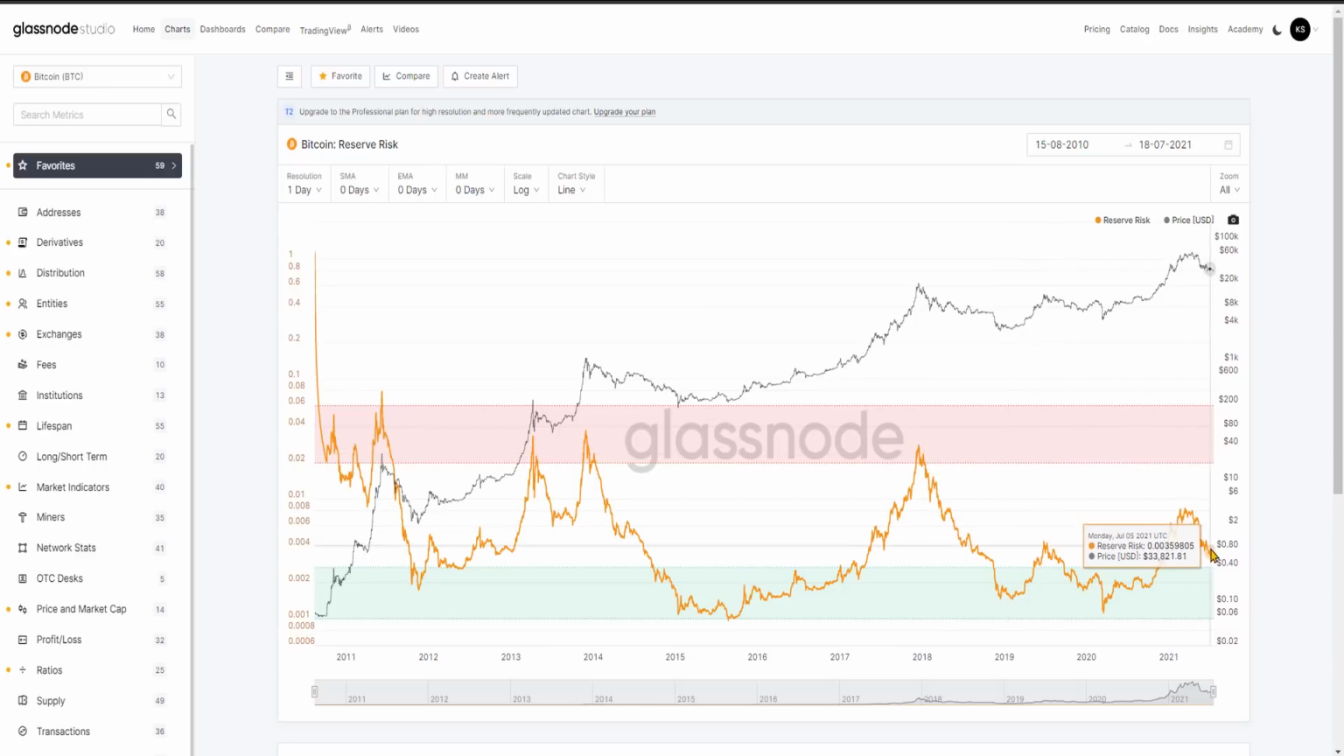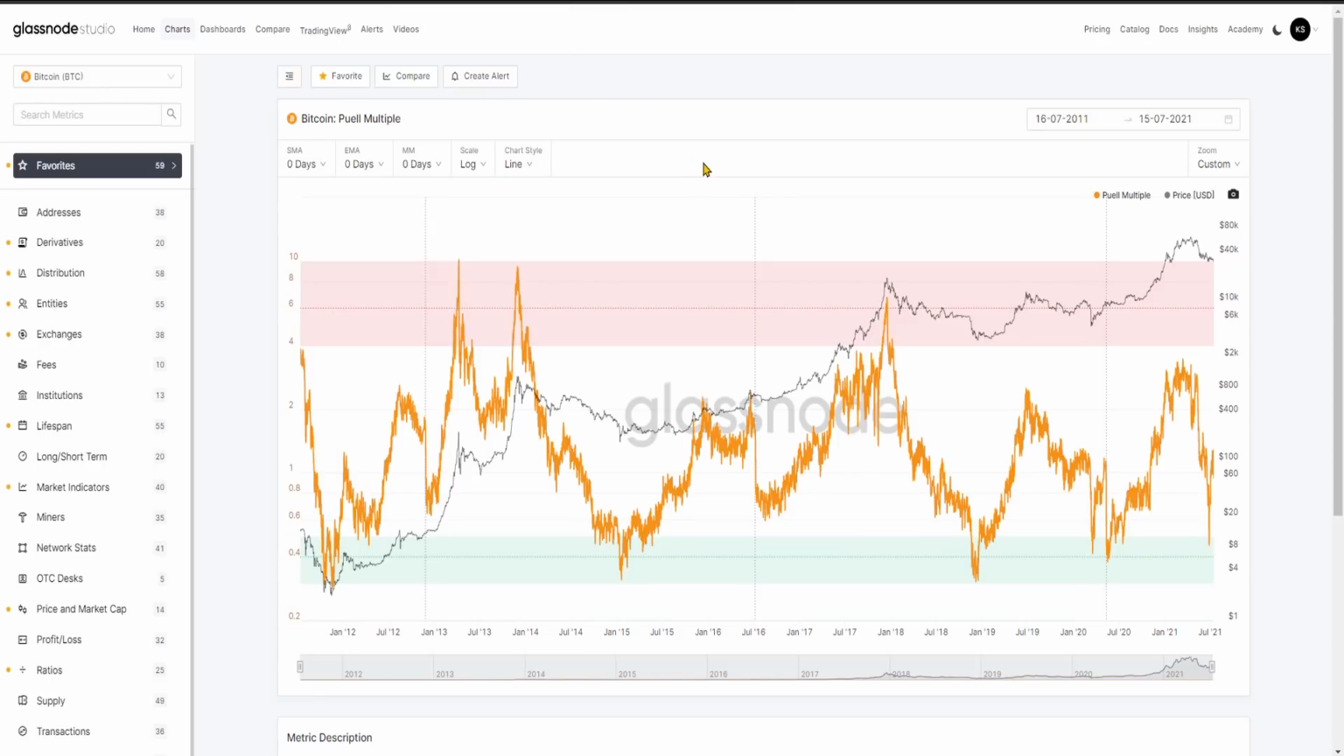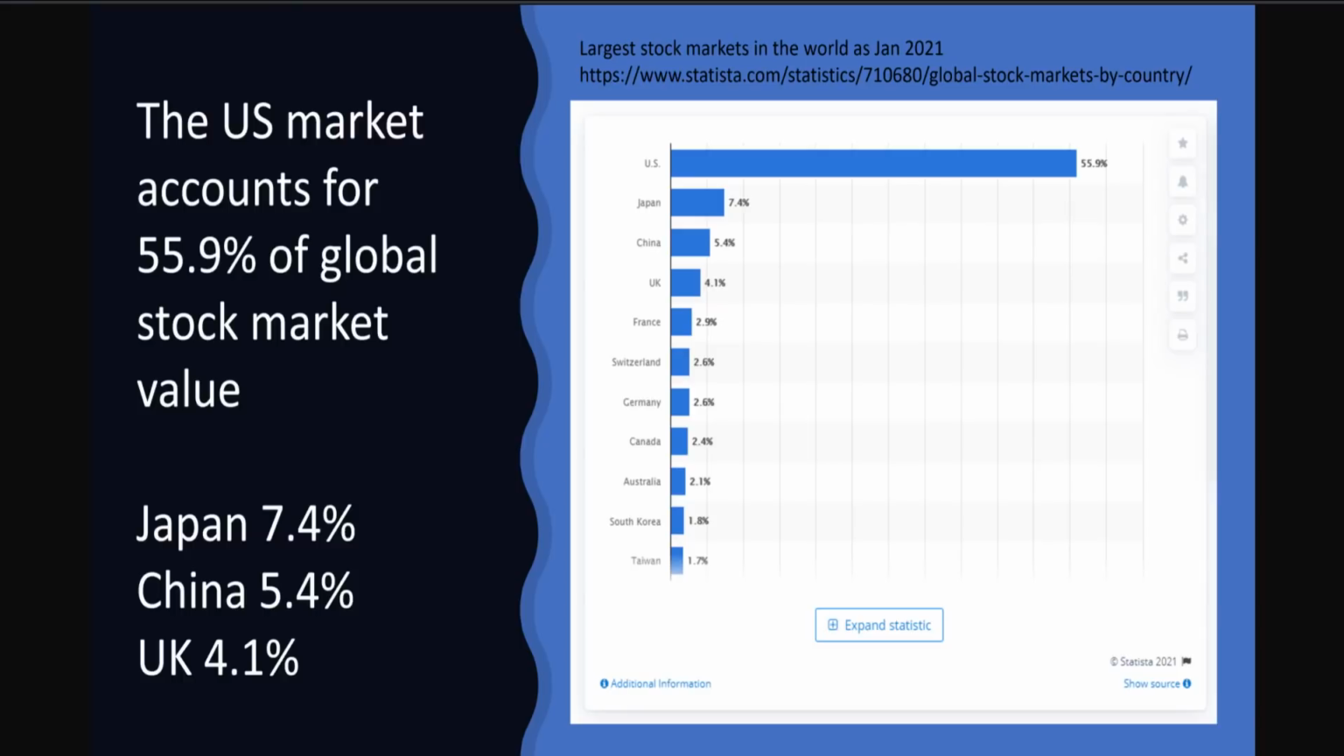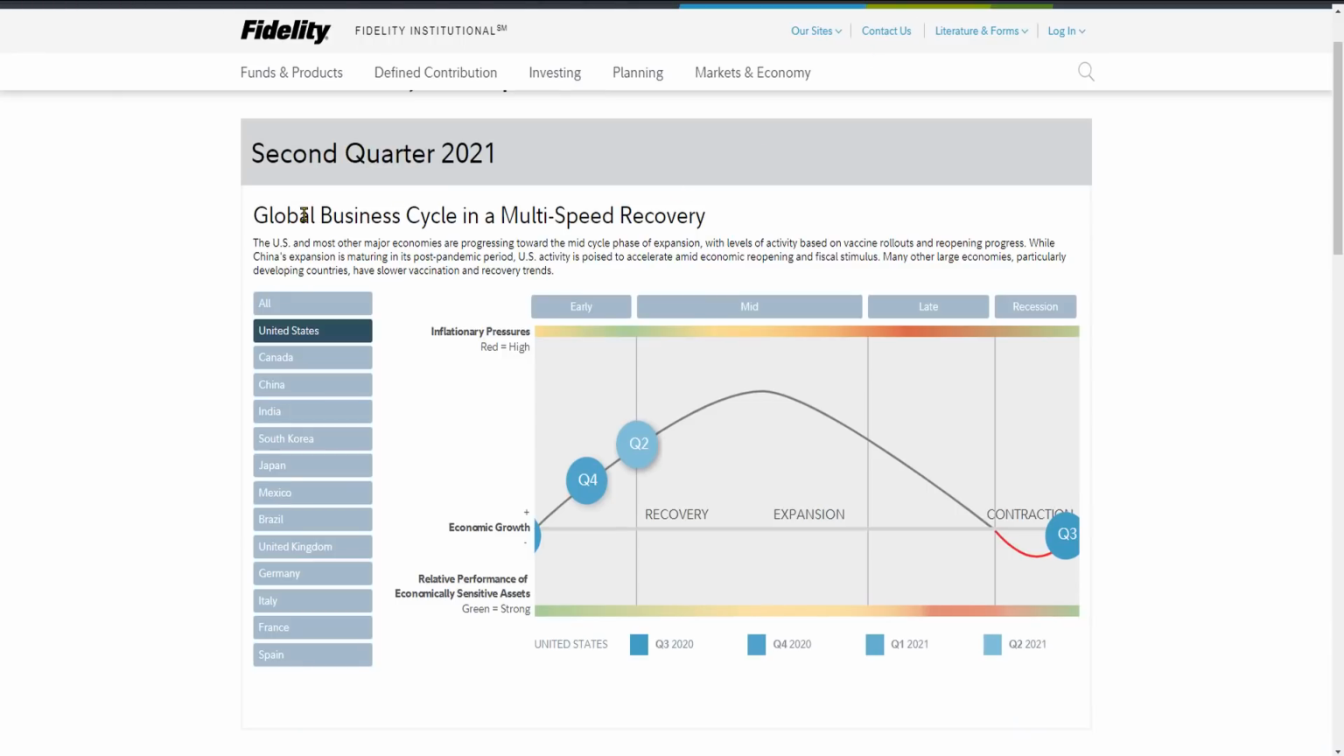We can also see reserve risk is at a very good state, very close to being one of the safest places. We can see the Puell multiple, it's recovering as the hash rate recovers. One critical thing we need to do is all markets are interdependent. We need to check the stock market. We check the US market because it is so huge, disproportionately large compared to all the other markets around the world. We look at the global business cycle and we can see that the US market is in early stage recovery.